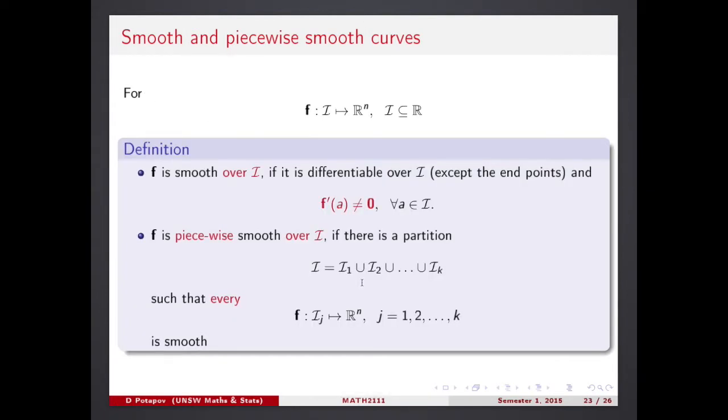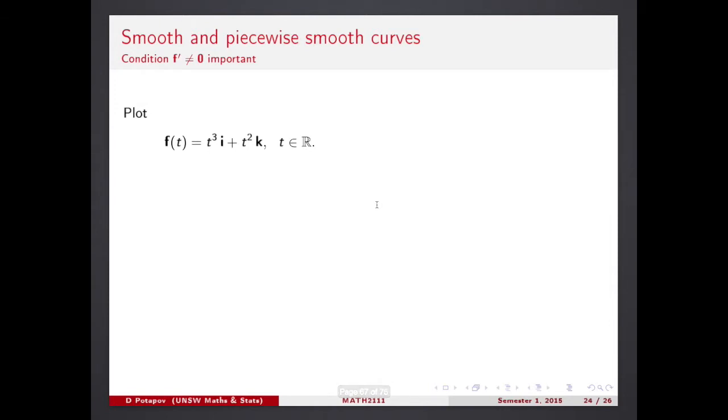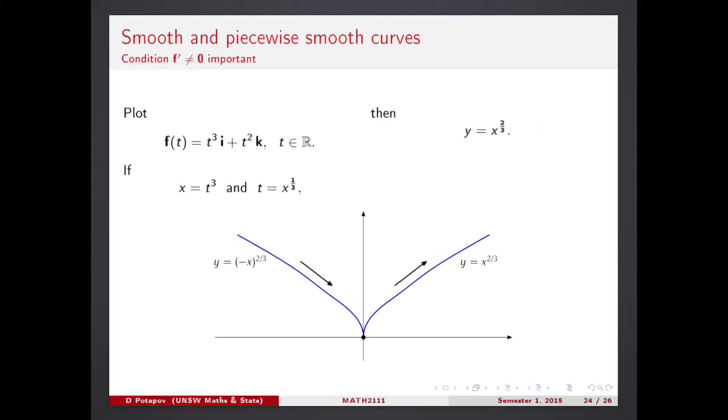I have one example to demonstrate why this requirement is important, why we require not only the differentiability of the vector function, but also that the tangent vector, or the derivative, is non-zero. If you take a vector function like t cubed i plus t squared k, and employ one of the methods we discussed two days ago to plot this function, we just denote x equals t cubed. We solve for t and substitute it into y, and you will end up with a power function. For the power function, we know how the graph looks.